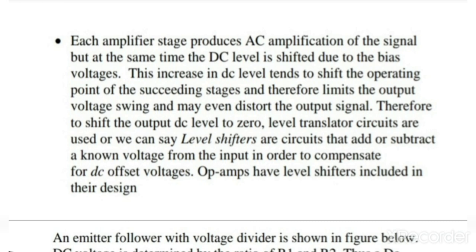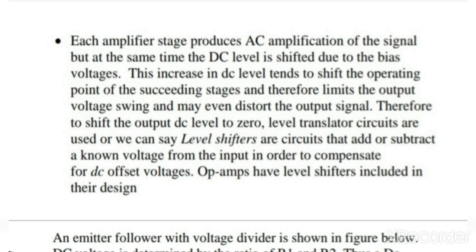Each amplifier stage produces AC amplification of the signal, but at the same time, the DC level is shifted due to the bias voltages. This increase in DC level tends to shift the operating point of transistors of the succeeding stages and therefore limits the output voltage swing and even distort the output signal. Therefore, level translator circuits are used to shift the output DC level to 0.